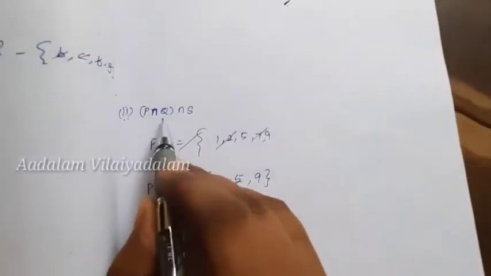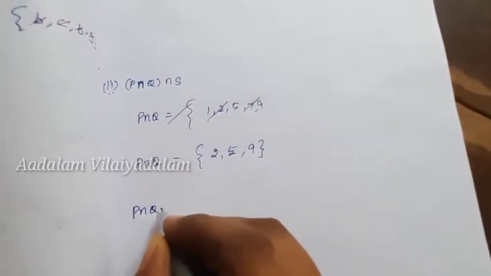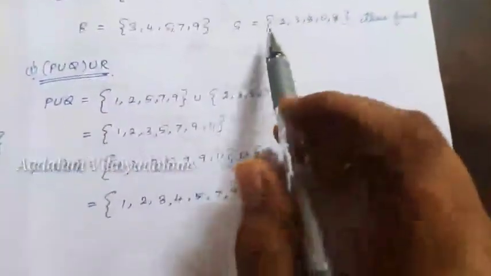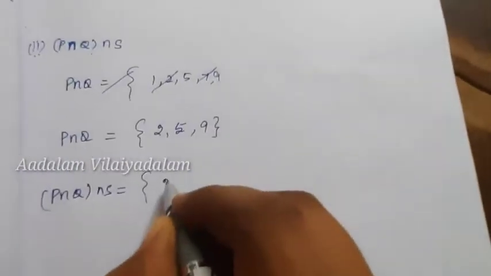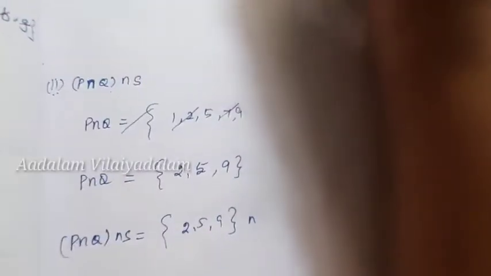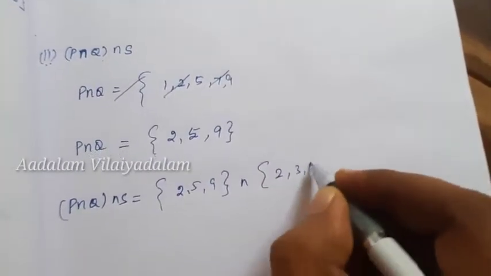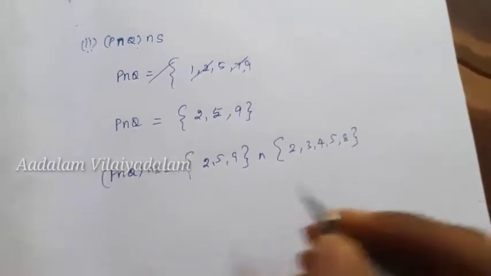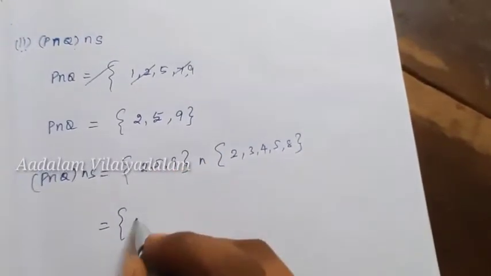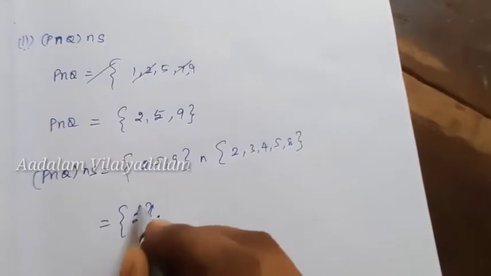Next we need to find P intersection Q intersection S. We already have P intersection Q, that is {2, 5, 9}. Then the S set is {2, 3, 4, 5, 8}. So the set is 2, 3, 4, 5, 8. Then the value repeating is only 2. Okay. Sorry, there is also 5.